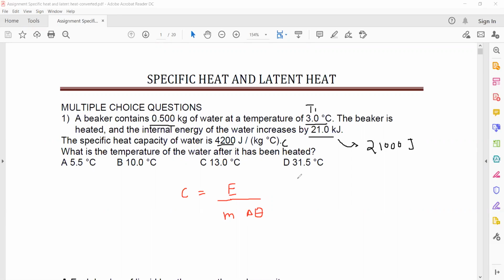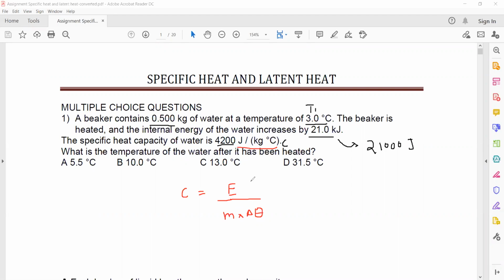Why did I not use the formula for heat capacity or thermal capacity? Because in the question, specific heat capacity is given. From the unit, I can identify specific heat capacity is given. That's why I use the formula for specific heat capacity. If thermal capacity was given in the question, then I would use the formula for thermal capacity. But because it is not given, specific heat is given. That's why I'm using this formula.